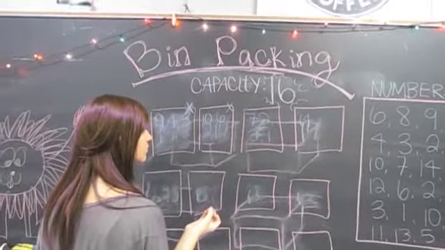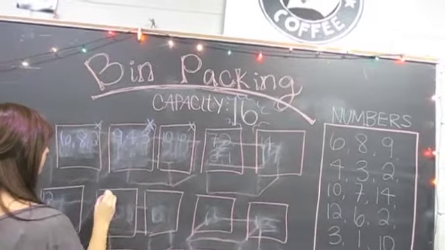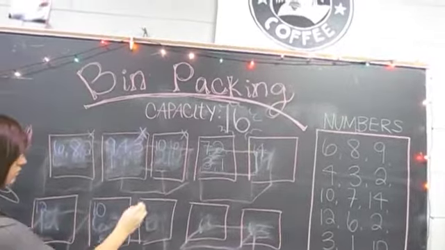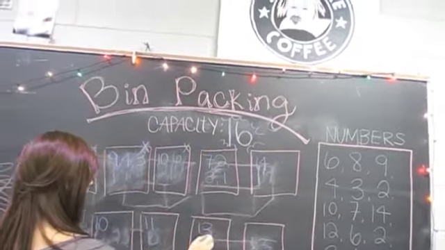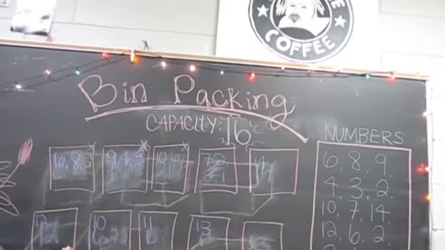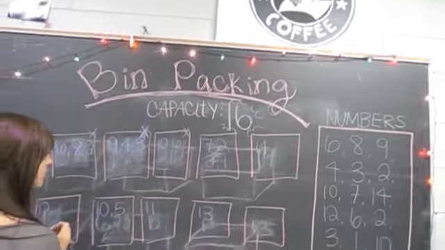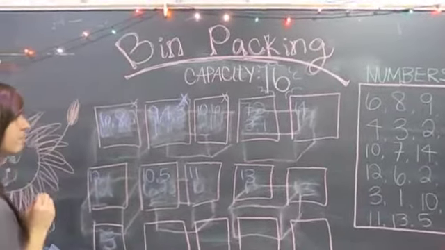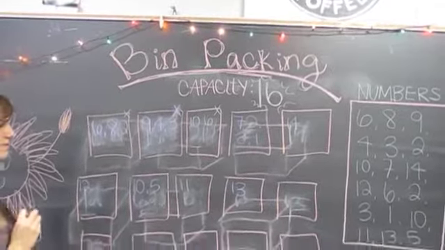Then you would do 10 in a new bin, 11 in a new bin, 13 in a new bin. You take 5 and put it back in the 10 bin because that is the first bin that it can fit into. And then our minimum number of bins would be 9.